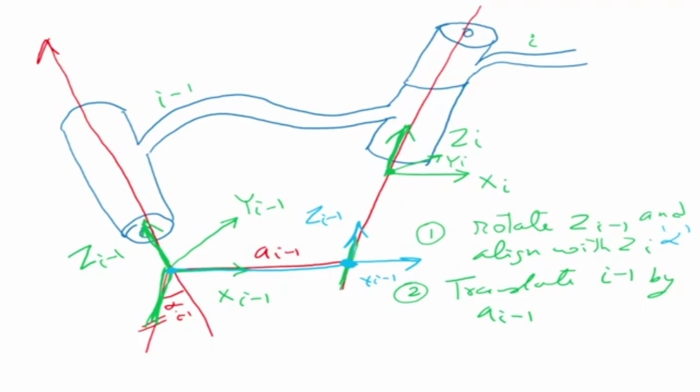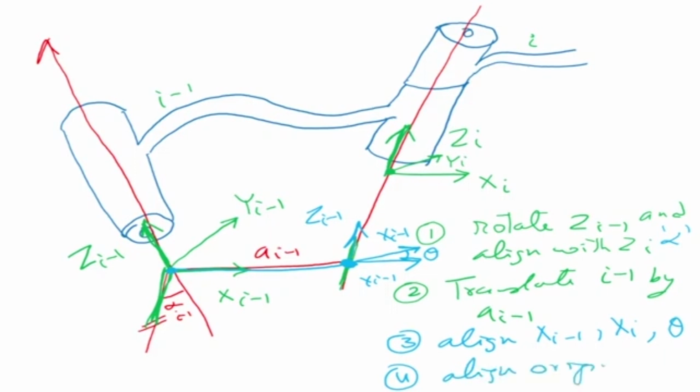So next I rotate this one and I bring this one here. So this is x_{i-1}, and there is an angle theta there. Then the third step is align x_{i-1} and x_i by rotating by an angle theta. Then the origins are still not the same, so align the origins by moving by a distance d. So now I move this origin up to here, and this is my distance d.